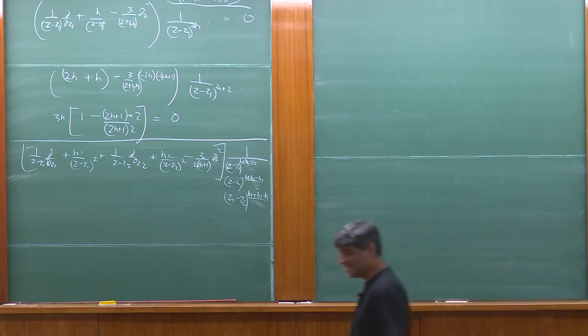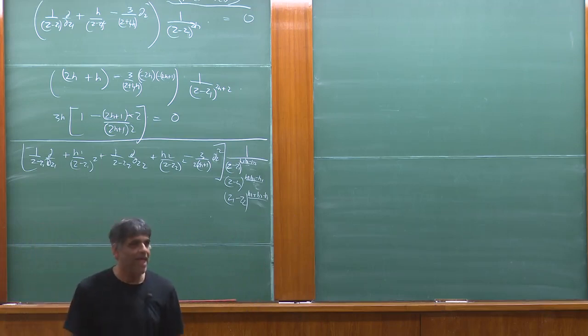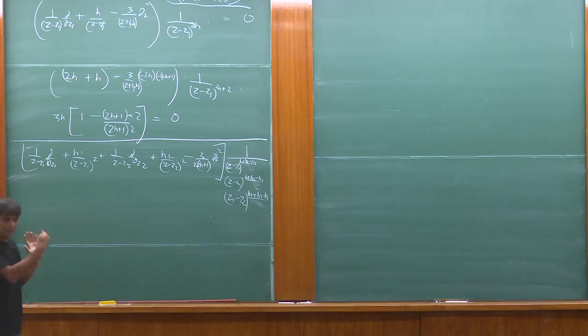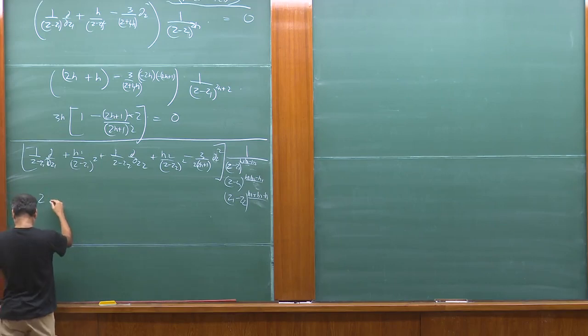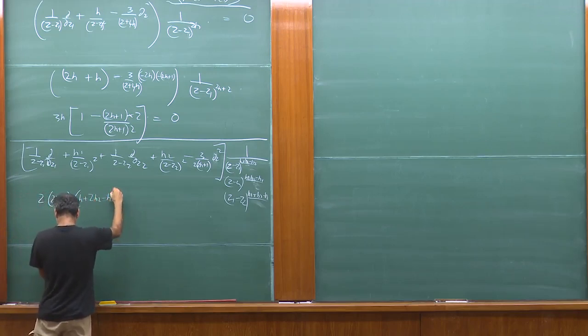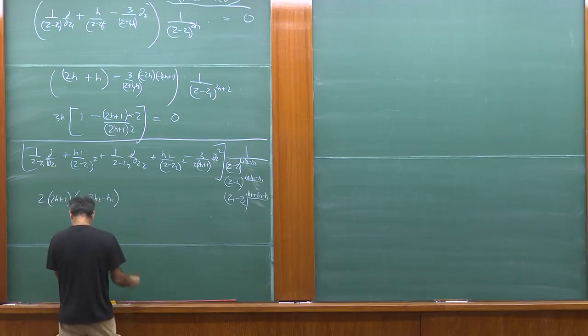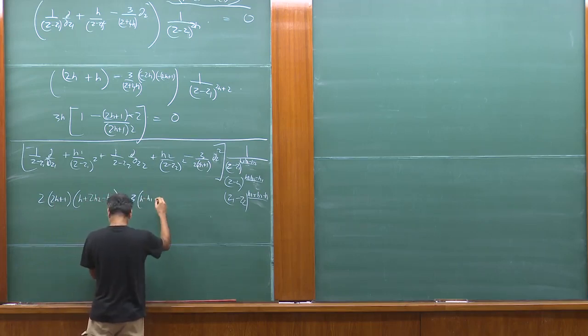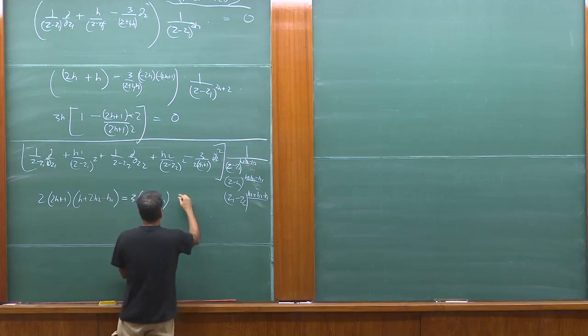The result is that all of the different structures you get, with various coefficients, vanish if and only if one condition is obeyed: (2h plus 1) into (h plus 2h2 minus h1) equals 3 into (h minus h1 plus h2) into (h minus h1 plus h2) plus 1.